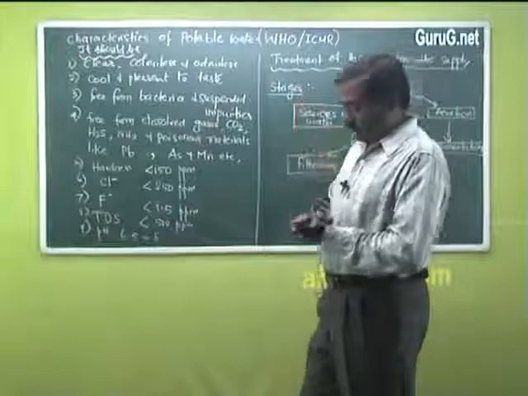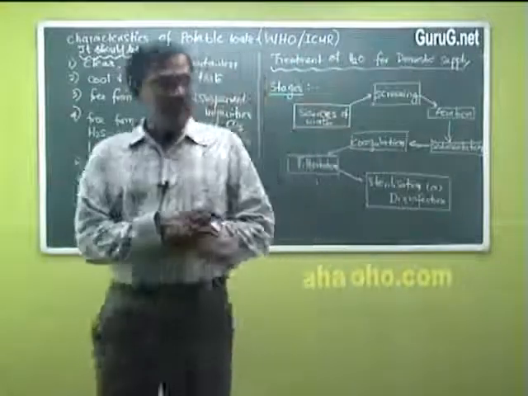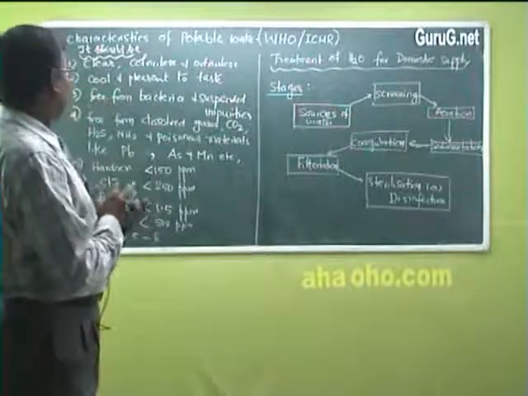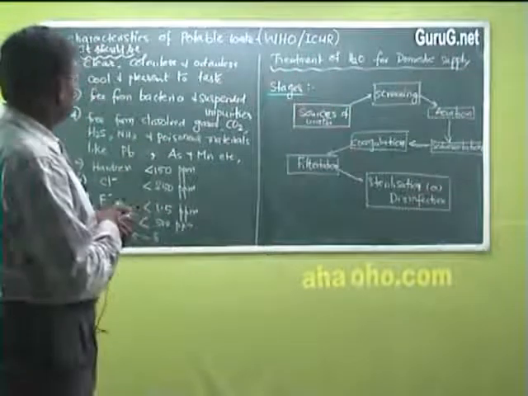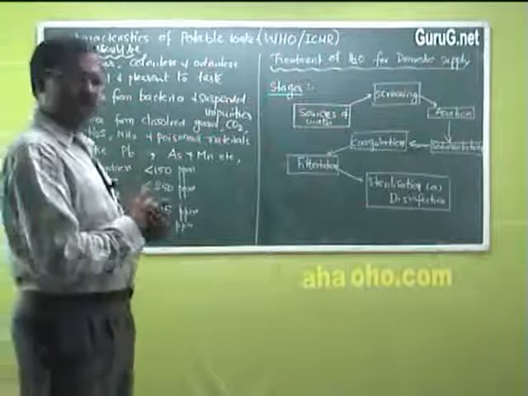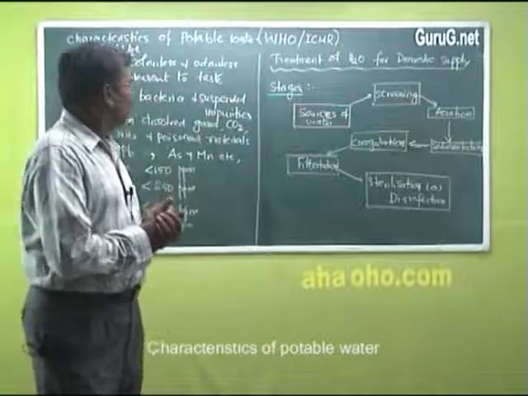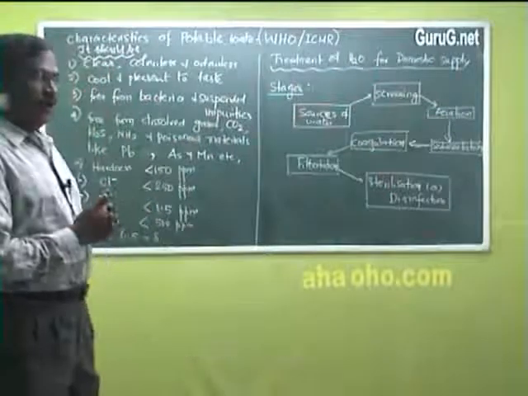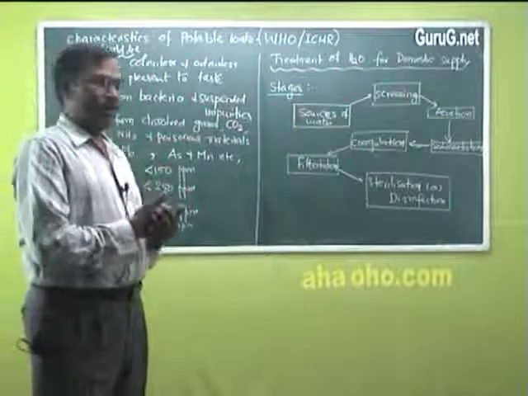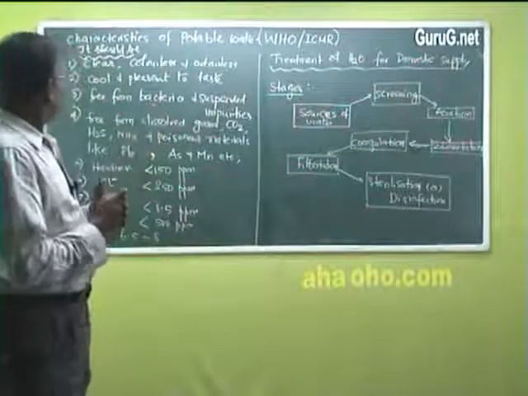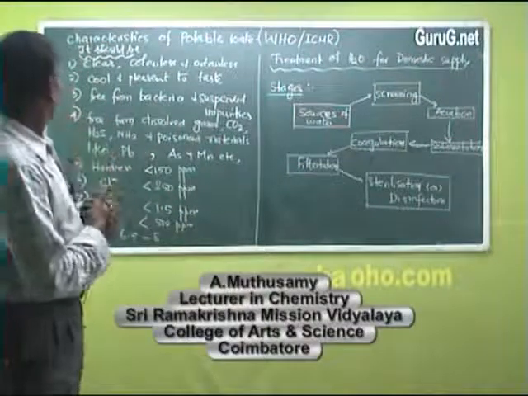So in this class, let us discuss the characteristics of potable water, how the water is purified for domestic water supply, and what the requirements are for water to be used for industrial purposes. Let us see one by one.